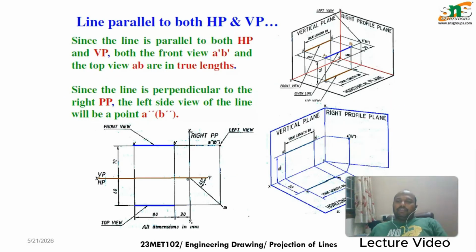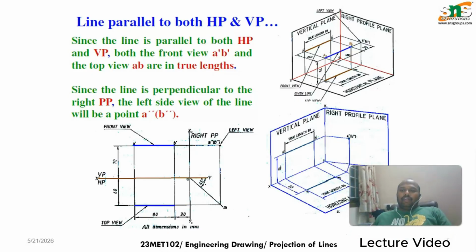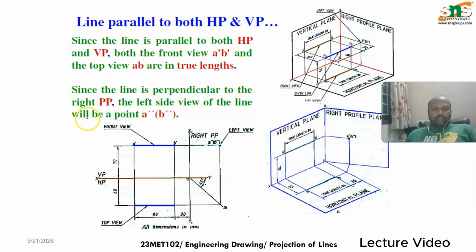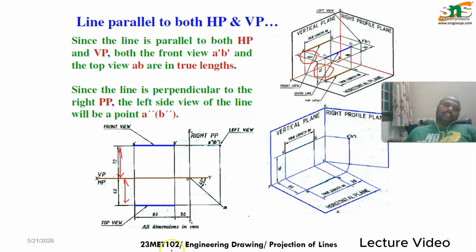When we come to the line parallel to both HP and VP, you can see a line drawn like this. The original line is stated to be at some distance, 70 mm and 50 mm. So it is 70 mm from the HP and 50 mm in front of the VP. You can see that this line is parallel to both VP and HP.